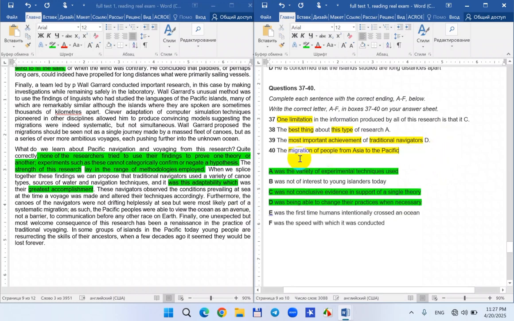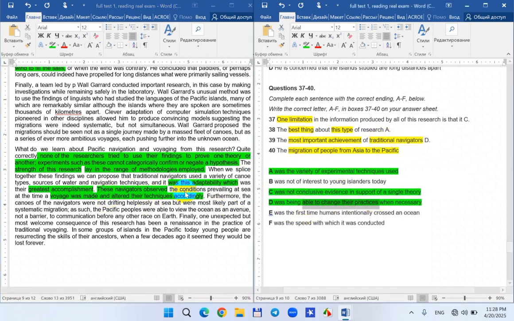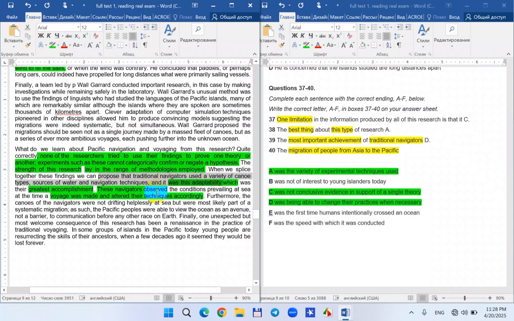And finally, when it comes to the migration of people from Asia to the Pacific, okay. These navigators observed the conditions prevailing at sea at the time a voyage was made and altered their techniques accordingly. Now, I think they are referring to the previous question, this one, D. Altered their techniques means change. It was actually clear from this sentence, but they made it even clearer.